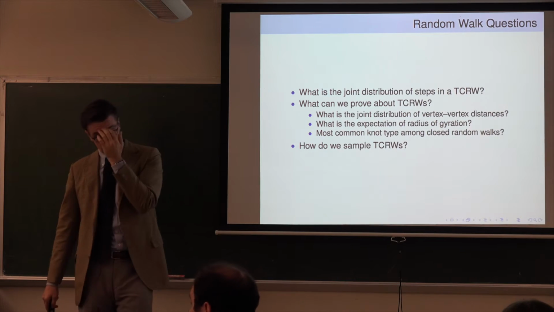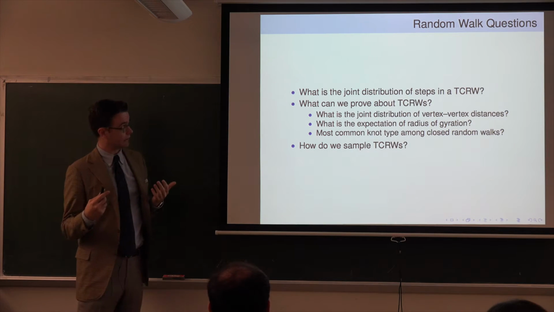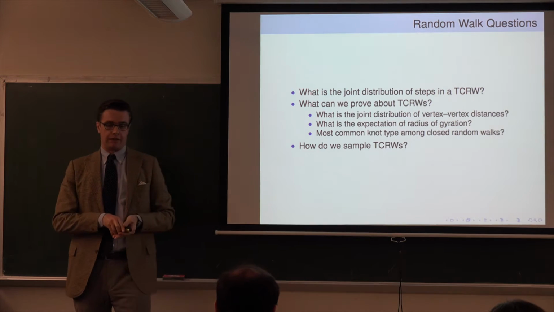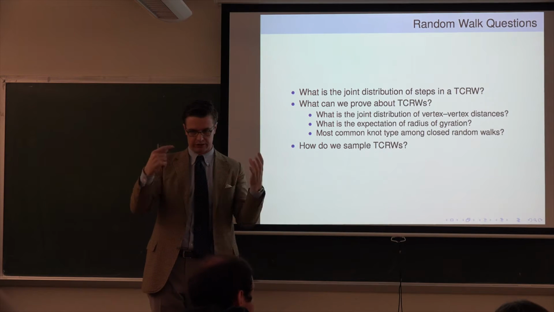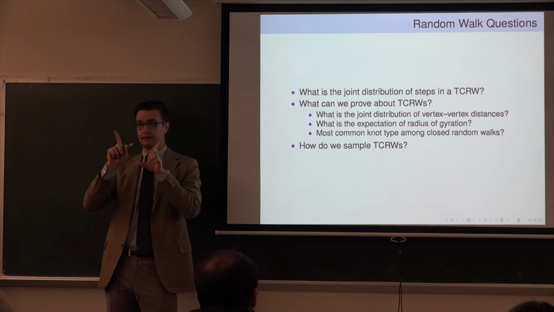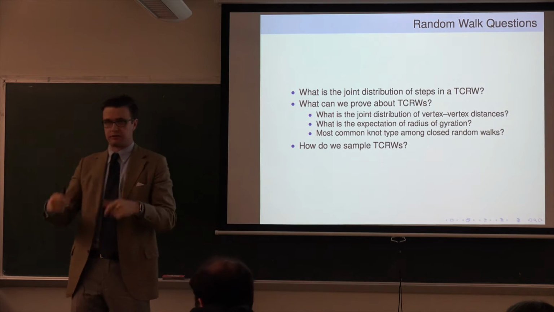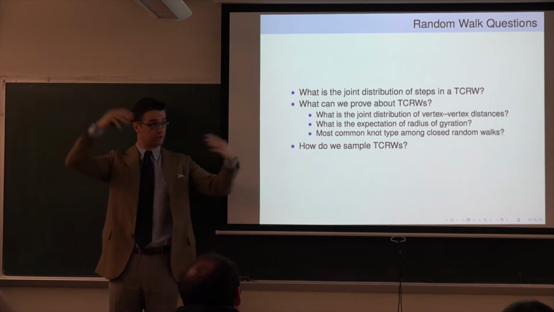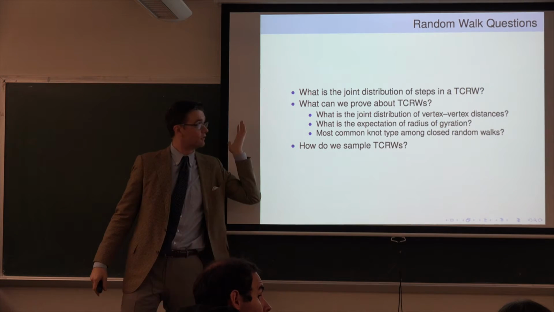Okay, so fine, we want to understand topologically constrained random walks, and then you can ask a bunch of questions. If you're topologically constrained, the steps in your collection of random walks have to form a predetermined graph, then the steps are not independent. They're constrained in this weird way. So what is the joint distribution? It's not a product distribution, it's a multivariate joint distribution. What is it? What can you prove about it?